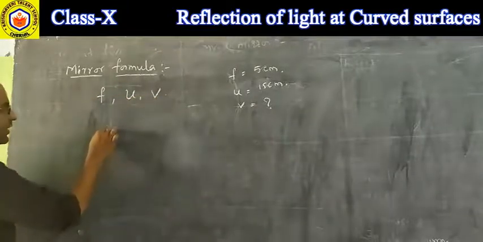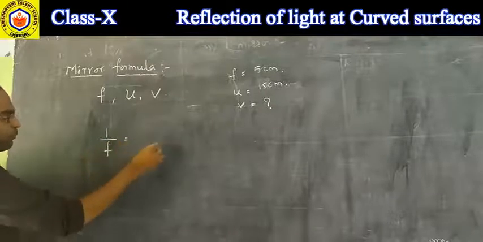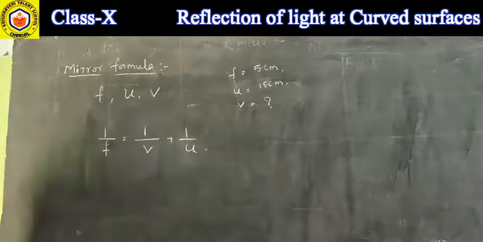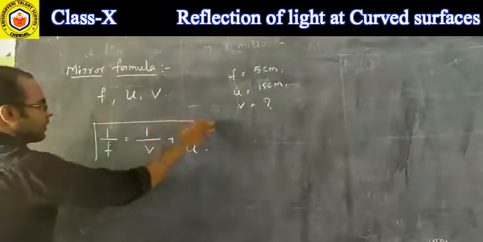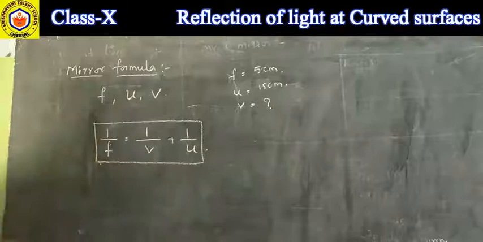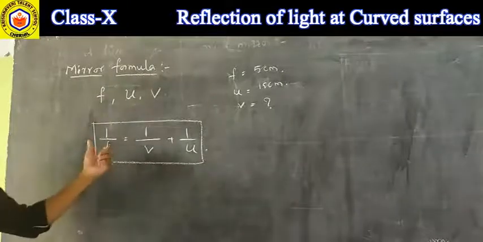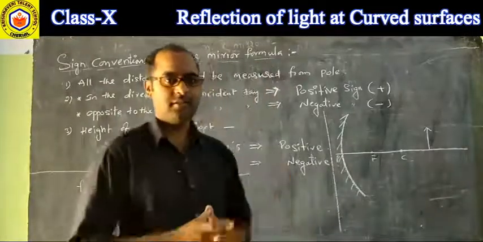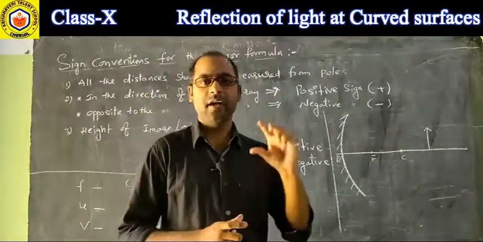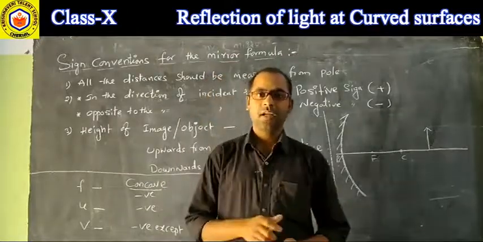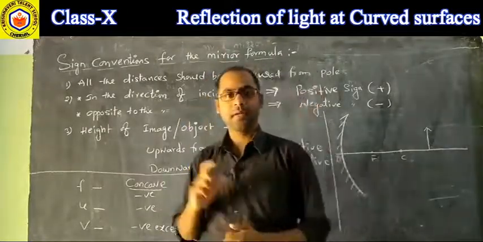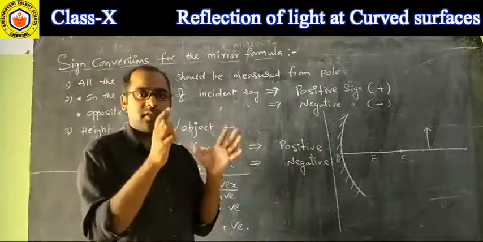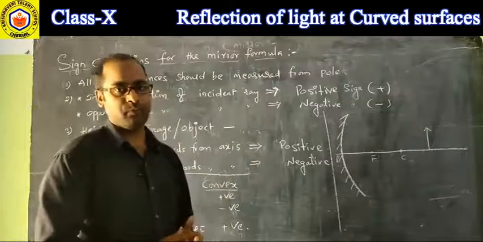Here, let us see the relation: 1/f = 1/v + 1/u. This is the relation among focal length, object distance, and image distance. So far we have discussed the concave mirror and convex mirror, their ray diagrams, and the mirror formula, that is 1/f = 1/v + 1/u. That is the mirror formula we have discussed up to now.